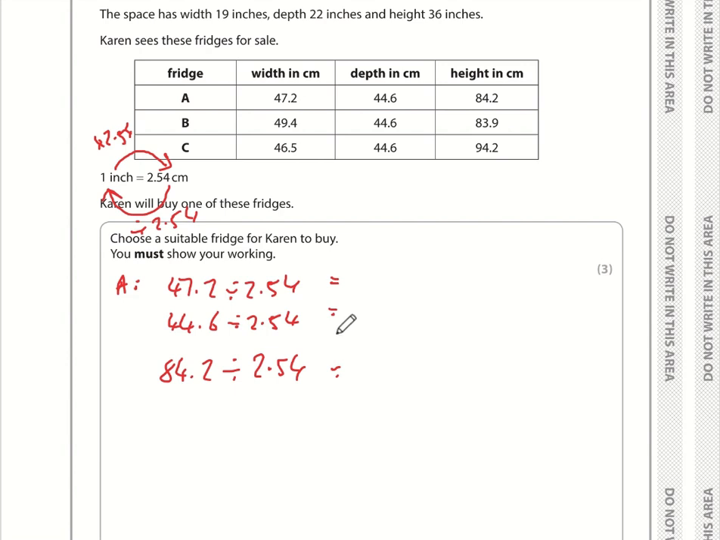So what do these come to? Well, 47.2 divided by 2.54 is 18.58. That is less than 19, so that dimension will fit. 44.6 divided by 2.54 is 17.559, which is less than 22, so depth-wise there's no issue. 84.2 divided by 2.54 is 33.14, and that is less than 36, so fridge A will fit.